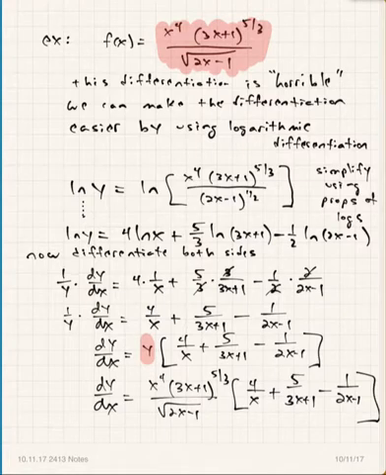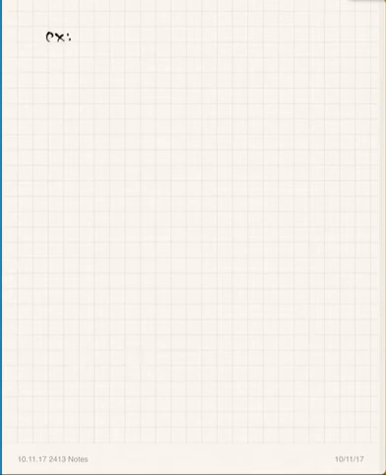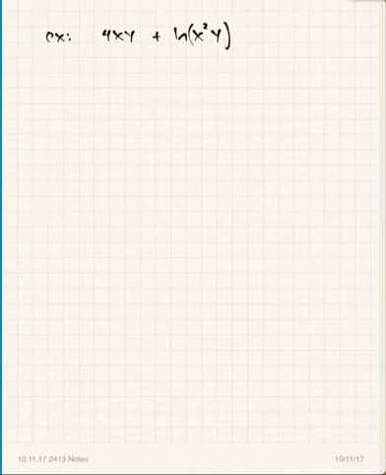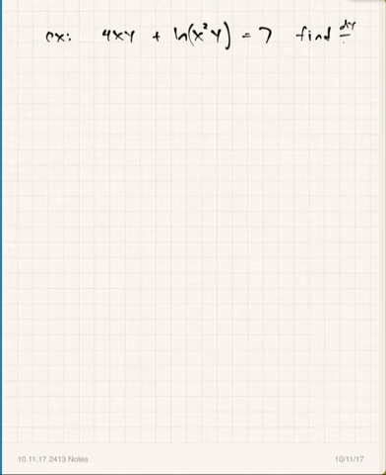All right, we're doing good with logarithms here. Let's look at another way that implicit differentiation, besides logarithmic differentiation, might come into play. So let's say we have this equation, 4xy plus natural log of x squared times y equals 7. If you were asked to find dy dx, I'd have to use implicit differentiation here.